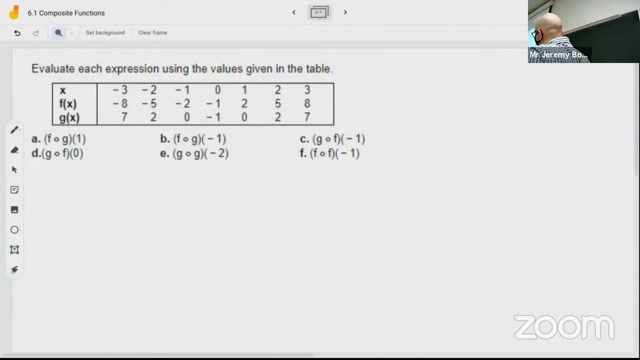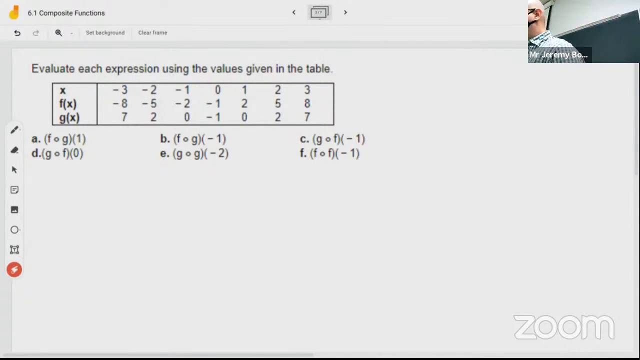What this problem is that they give you X values. So these are our inputs. When you put a -3 into the function F, the output is -8. When you input a -2 into F, the output is -5. When you put in a -1 into F, the output is -2, so on and so forth. When you put a 1 in the G, the output is 0. Okay? Any questions on that?